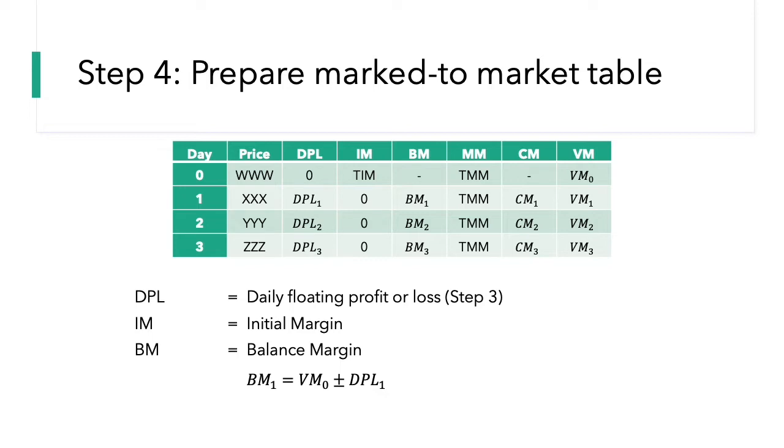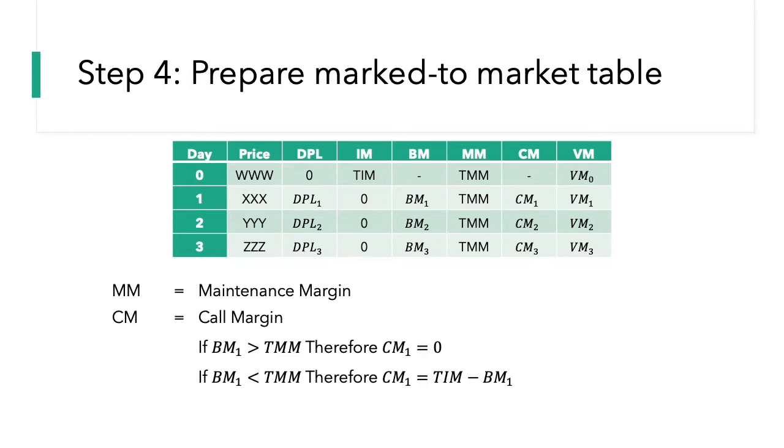So if you look at this table and the formula, how to calculate balance margin? Balance margin day 1 is equal to variable margin day 0 plus or minus daily floating profit and loss for day 1. MM is maintenance margin. CM is call margin. How to calculate call margin?